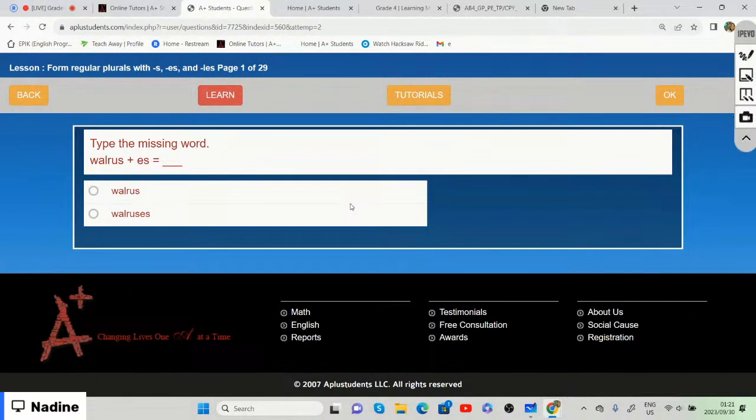All right, so if we basically add an es to the word walrus, then it will be walruses. All right, so we can say walruses.